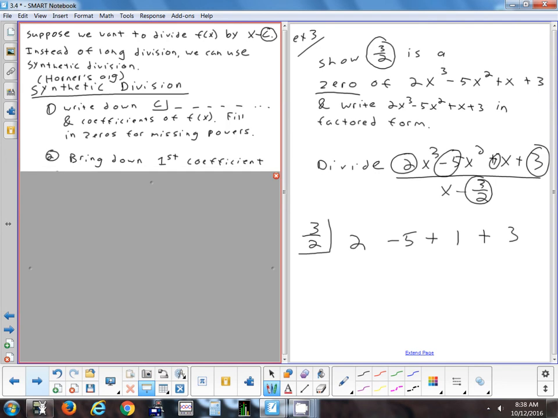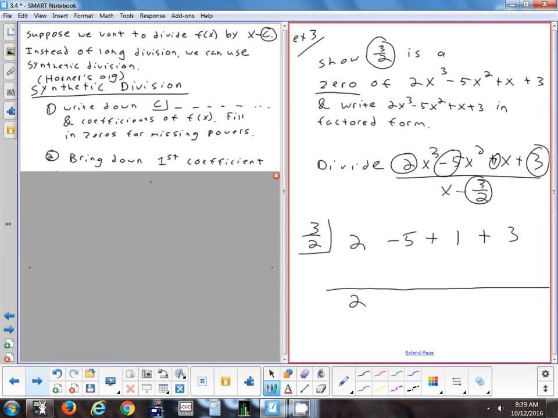So I'll give people a second to copy that. Okay, bring down the first coefficient. Okay, and I like to put a line because it's going to separate some of the arithmetic I'm about to do. You don't have to, but I think the line kind of helps.